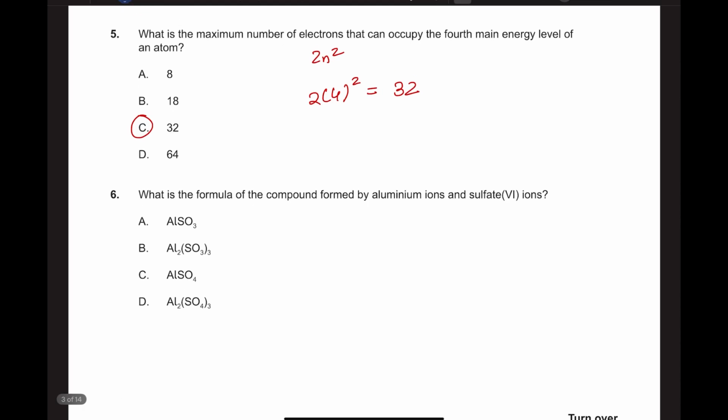Next, what is the formula of the compound formed by aluminium ions and sulfate(VI) ions? Sulfate(VI) is SO4 2 minus, because here the oxidation number of sulfur is plus 6. Aluminium is Al3 plus.